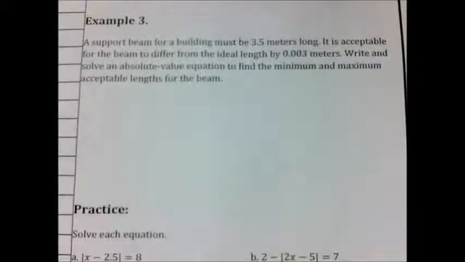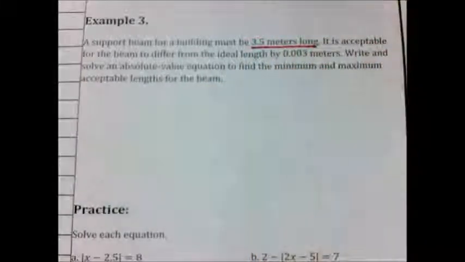Alright, example 3 says a support beam for a building must be 3.5 meters long. Okay, I'm going to underline that piece of information right there, because I know that when we're talking about some sort of distance for the support beam, it's an important number.